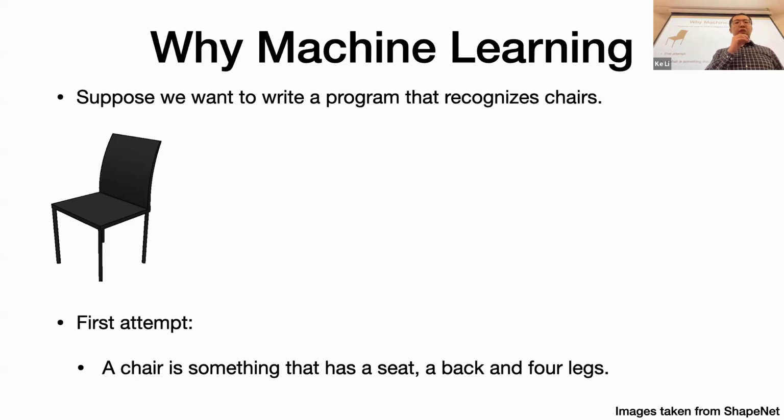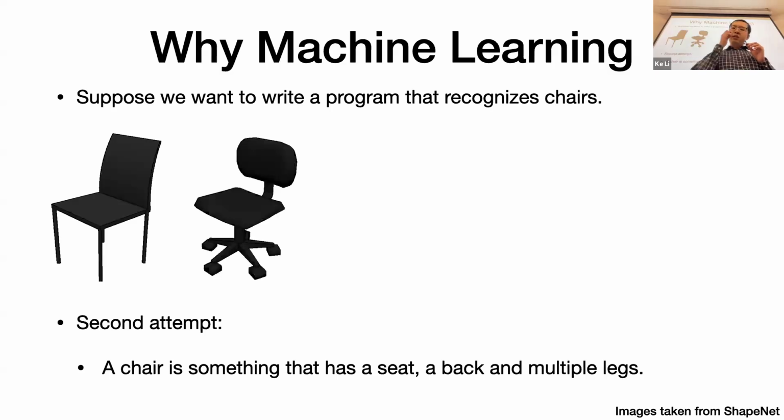Okay, so suppose we want to write a program that recognizes chairs, right? So you could actually try to write down rules that would characterize what a chair would be. And you make a first attempt. Maybe you take a look and then you would say that a chair is something that has a seat, a back and four legs. You think that kind of captures the concept of chair, but then you run into another chair, right? And it doesn't quite fit the definition. So this chair doesn't really have the four legs.